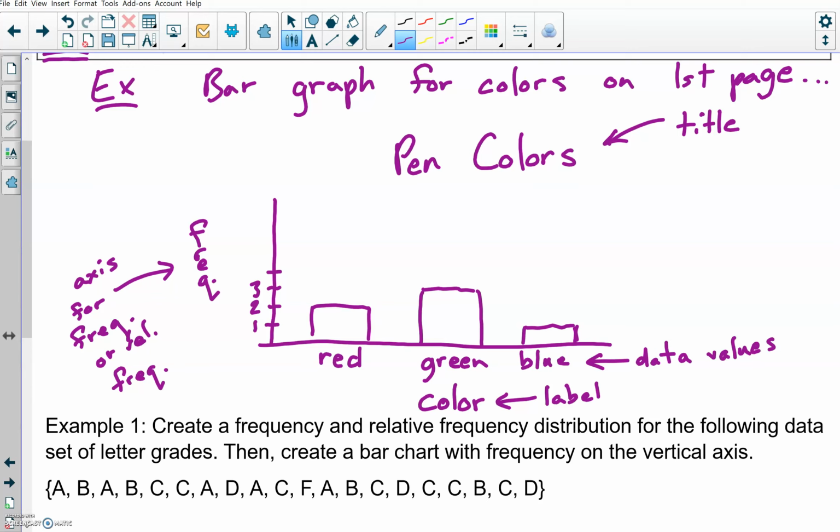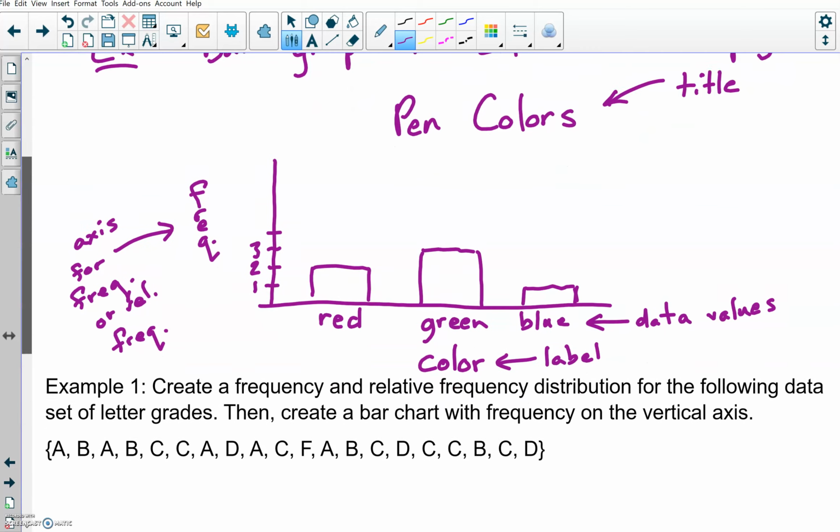Tells me you know all the qualities of a bar graph. You got a title, you got your data values, you got the frequency axes, you got the label down below that tells you what those different bar data values are, and then you got your bars that go up to the frequency height. So you can look at the top of the bar and know that red has 2, green has 3, blue has 1.